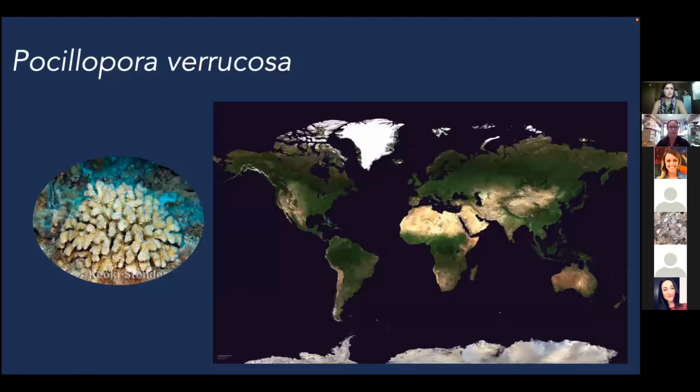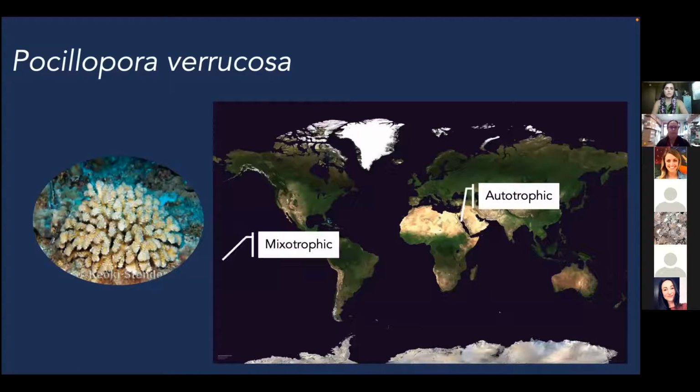I found this interesting. I looked within the Pocillopora genus and found 3 studies that specifically looked at Pocillopora verrucosa, and these studies found it to be autotrophic in the Red Sea, mixotrophic in the Central Pacific, and heterotrophic in the Indian Ocean region. So not only are we seeing species or genera specific differences, maybe we're also seeing regional specific. The area influences how these corals respond.